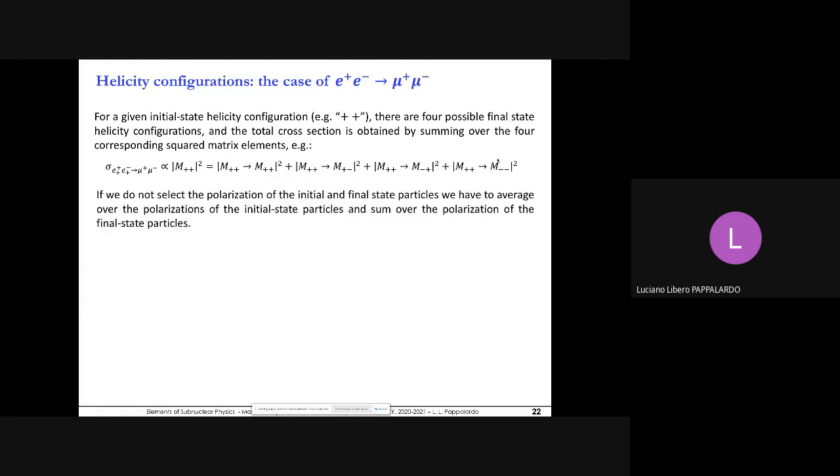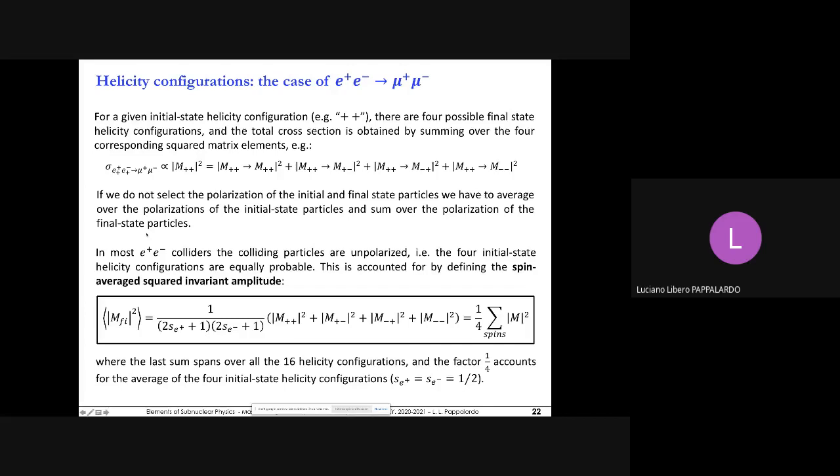Now, if we do not select the polarization of the initial and final state particles, we have, as usual, to average over the polarization of the initial state and sum over the polarization of the final state. And this is indeed what happens in most cases. In most e plus e minus colliders, the colliding beams are not polarized, so they are unpolarized. This means that the 4 initial state helicity configurations are all equally probable. There is not a specific spin configuration. They are all probable. This means that the beam is unpolarized.